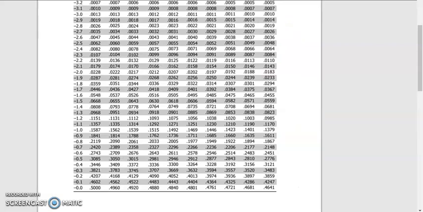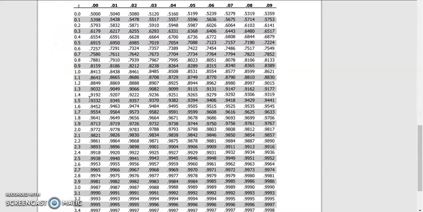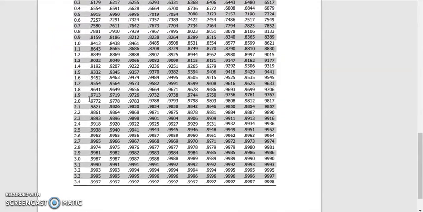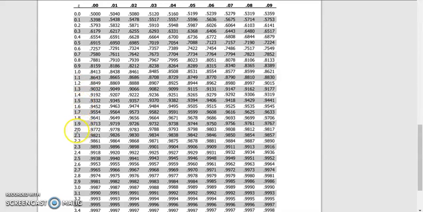So let's check it. Negative 2 gives us 0.0228. So please write it down. 0.0228. Now, you also go to the positive z table. You check for positive 2. It gives you what? 0.9772, isn't it? So you find the difference.